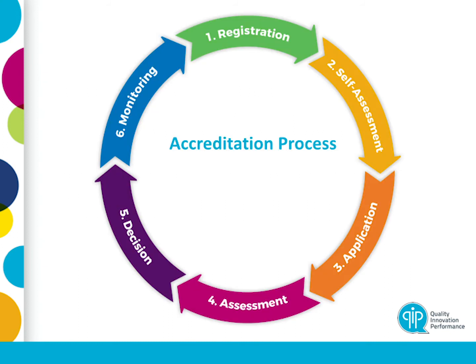All right, so this is kind of a crash course in the accreditation process, and this is specific to QIP. So again, if you're familiar with QIP, these stages will sound a bit familiar to you. So we start with registration, then self-assessment, application through to the assessment, then the decision, and then monitoring. And then, as you can see, it's a cycle, so we just keep going round and round.